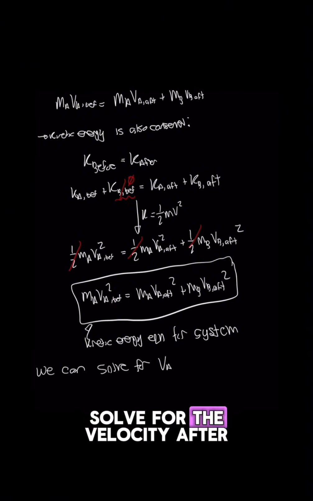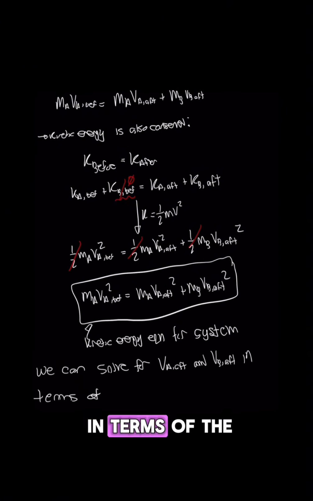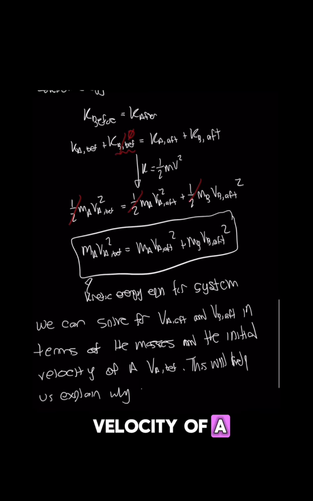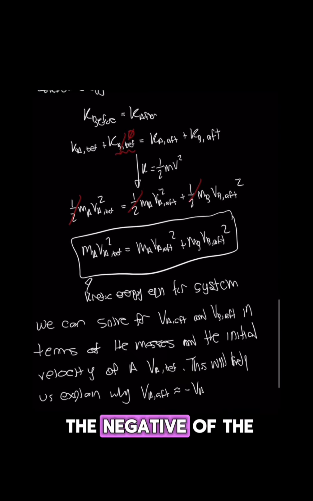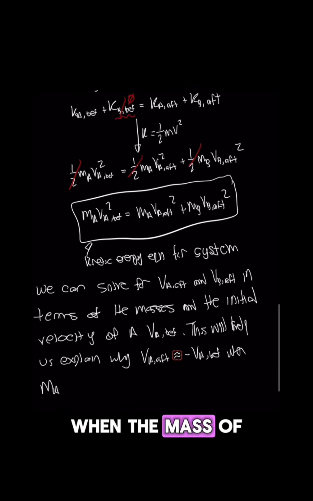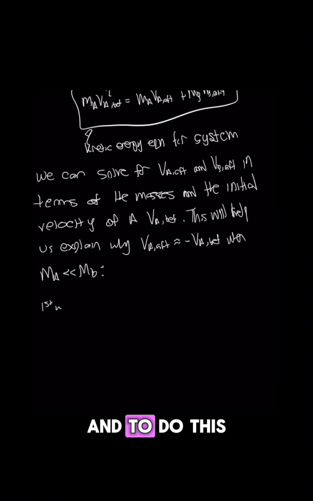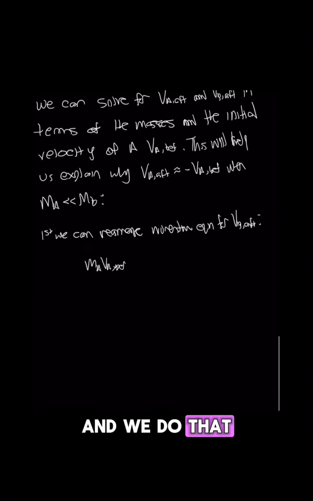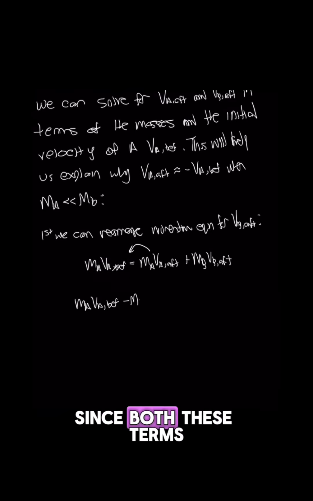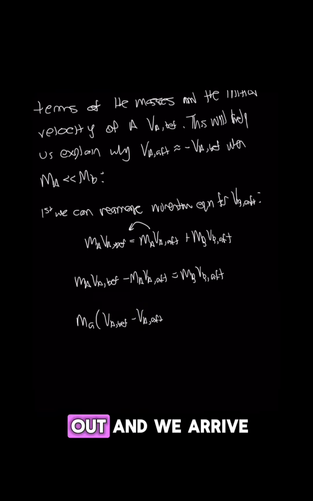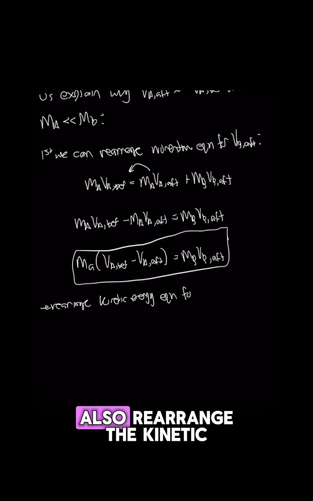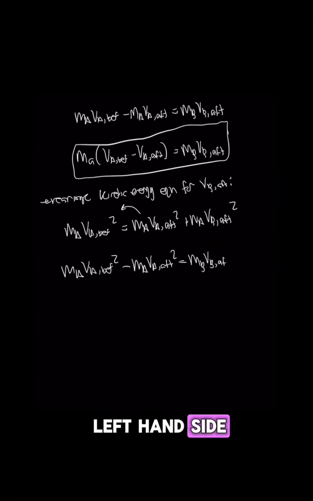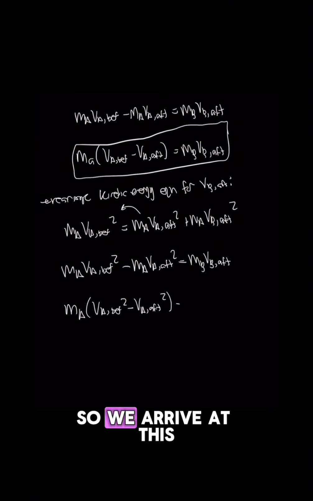And so we can solve for the velocity after for A and B in terms of the masses and the initial velocity of A. And this will help us explain why the velocity of A after is approximately equal to the negative of the initial velocity of A when the mass of A is much less than the mass of B. And to do this, we can first rearrange the momentum equation for the velocity of B after. And we do that by bringing this term to the other side. Since both these terms on the left have mass A, we can pull A out and we arrive at this expression here. And then we can also rearrange the kinetic energy equation for VB after by bringing this term to the left-hand side, also bringing out the mass A like so. We arrive at this equation here.